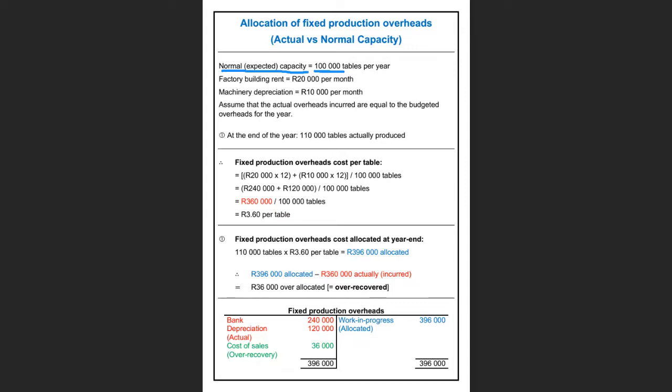Okay. So then we're told we've got factory rental of 20,000 per month, right? And we've then got machinery depreciation of 10,000 per month, right? It then tells us to assume that the actual is equal to the budgeted overheads for the year. Okay. So far, is everyone comfortable with that story? Any questions about what we read?